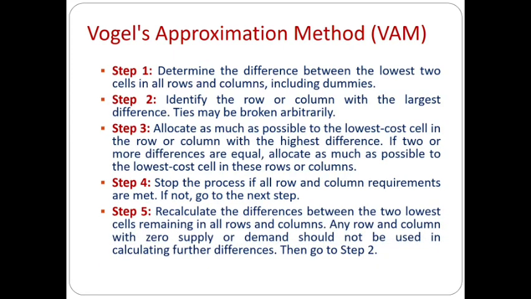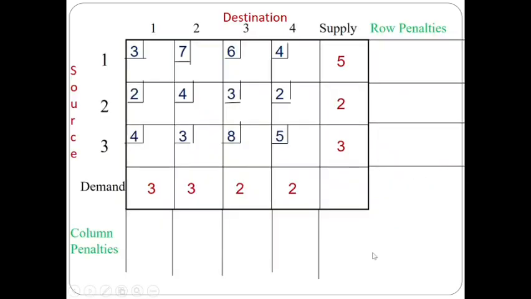That is, we have to recalculate the differences between the 2 lowest cell remaining in all rows and columns. Any row and column with zero supply or demand should not be used in calculating further differences. Then go to step number 2 and repeat the procedure again until all the rows and columns are satisfied. We'll see an example for this.